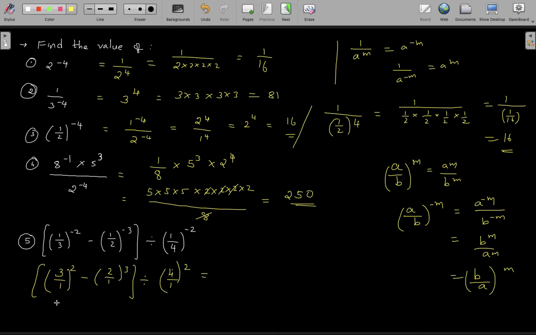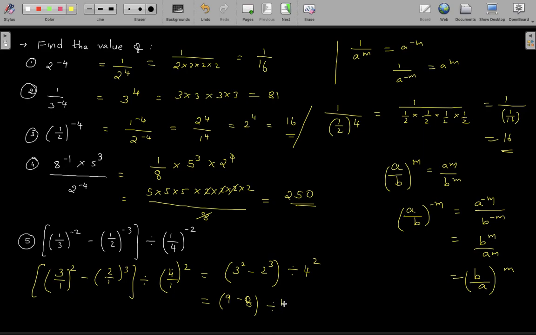You understand? So 3 by 1 is 3. This is 3 square minus 2 cube divided by 4 square. Now it's easy to simplify. 3 square is 9. 9 minus 2 cube is 8.